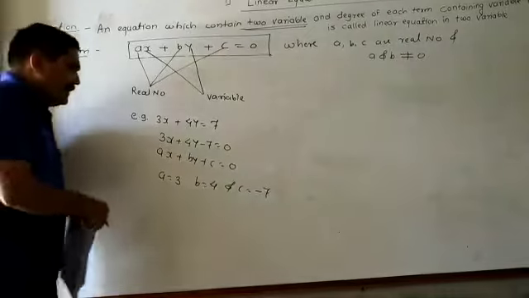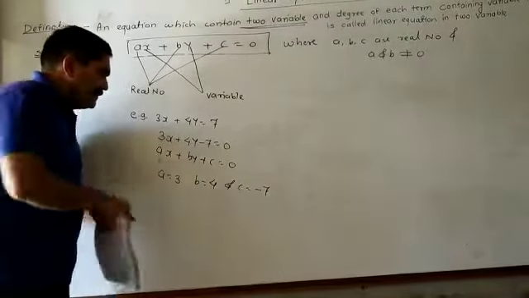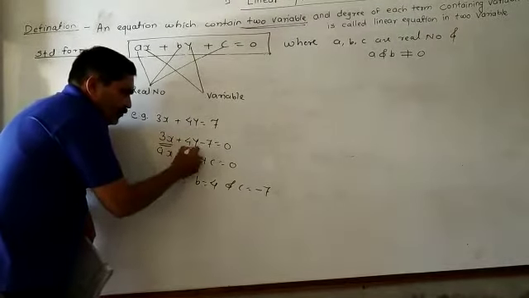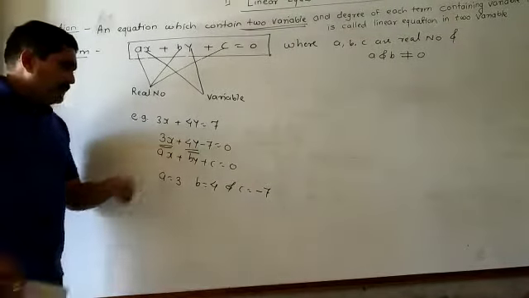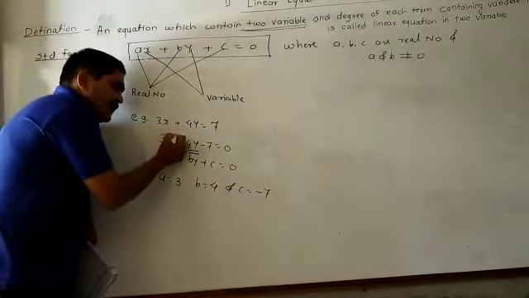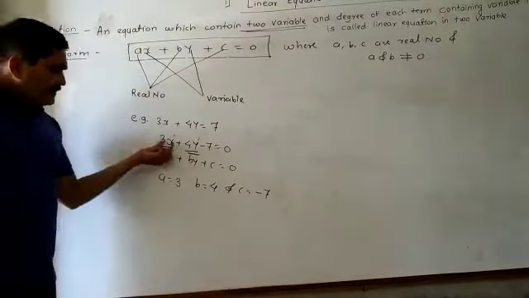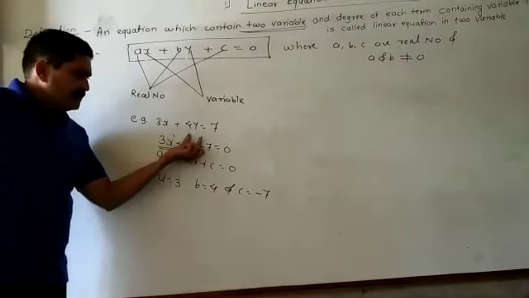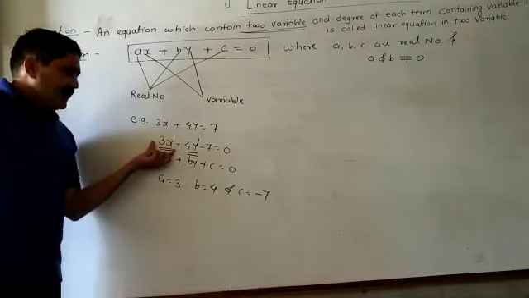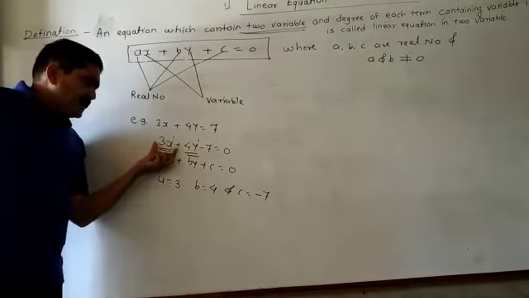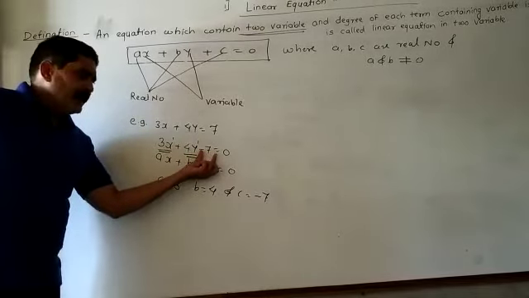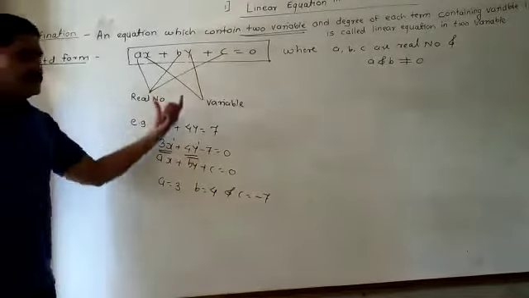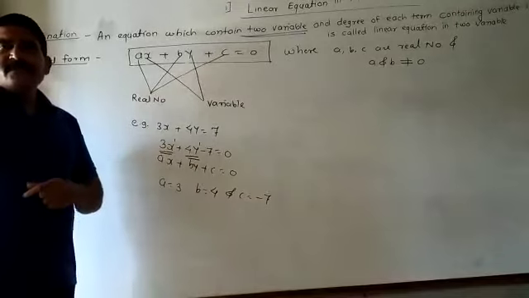And the index of the variable terms, these terms 3x and 4y are the variable terms. The index of the variable term is 1. Here the index of this x is 1, index of this y is 1. The degree of this term is 1, degree of this term is 1, and this is the constant term. And from that I will say that this is the linear equation in two variable.